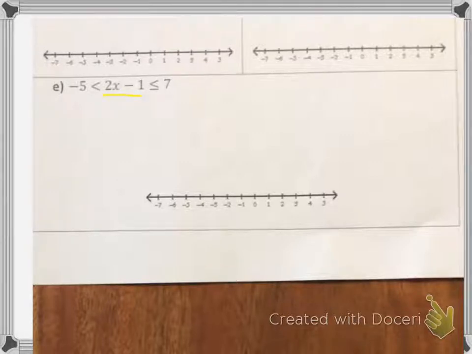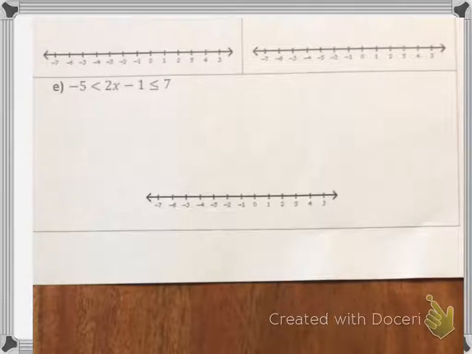In order to get the x by itself inside here, the first thing we have to do is add the 1. Some teachers will teach you to rewrite this as negative 5 is less than 2x minus 1, and then 2x minus 1 is less than or equal to 7. You can write it out that way, two different ways, and then just solve them both. I like to just stick them together like this and do it at the same time.